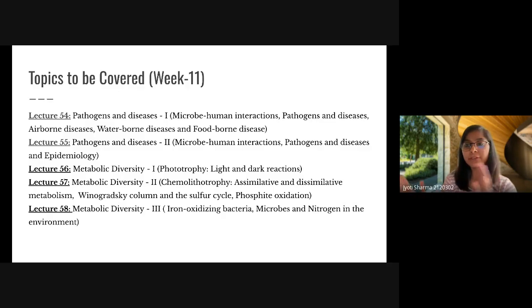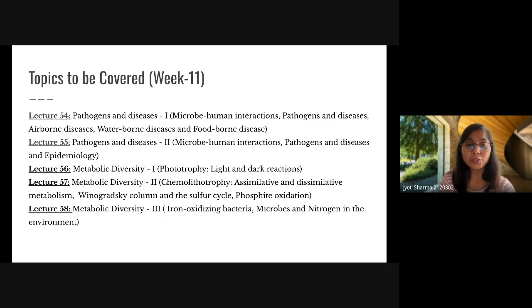Then different types of disease we can have. For example, the disease can be spread by the air, so these are the airborne diseases. Then the waterborne disease and the food-borne disease. We will talk about this. Then we will go on to epidemiology. So we do have different types of organisms that can cause the disease, so we will talk about that.